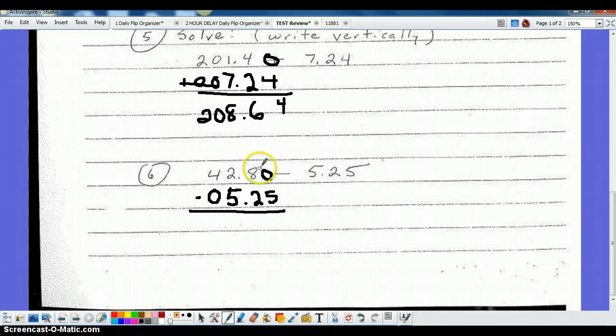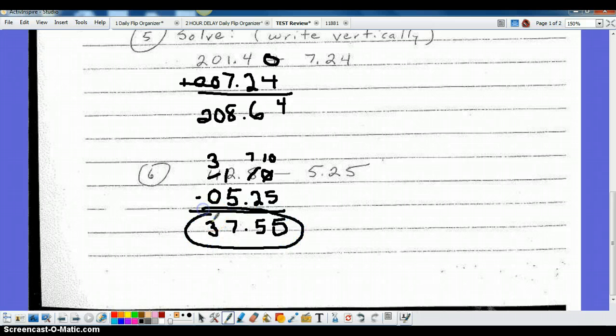More on the floor, go next door, borrow 10. This 0 now is a 10, the 8 is a 7, 10 minus 5 is 5, 7 minus 2 is 5. More on the floor, go next door, get 10 more, 12. 12 minus 5 is 7. Don't forget my decimal point. And my answer is 37 and 55 hundredths.